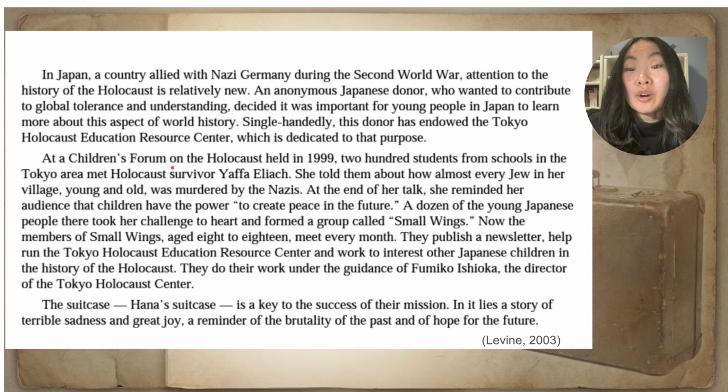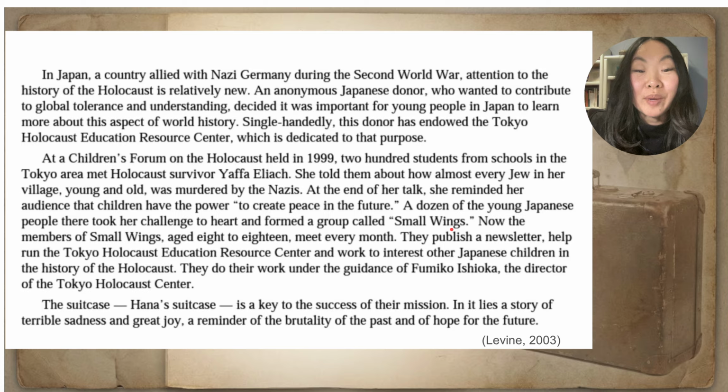At a children's forum on the Holocaust held in 1999, 200 students from schools in the Tokyo area met Holocaust survivor Yafa Eliak. She told them about how almost every Jew in her village, young and old, was murdered by the Nazis. At the end of her talk, she reminded her audience that children have the power to create peace in the future. A dozen of the young Japanese people there took her challenge to heart and formed a group called Small Wings.